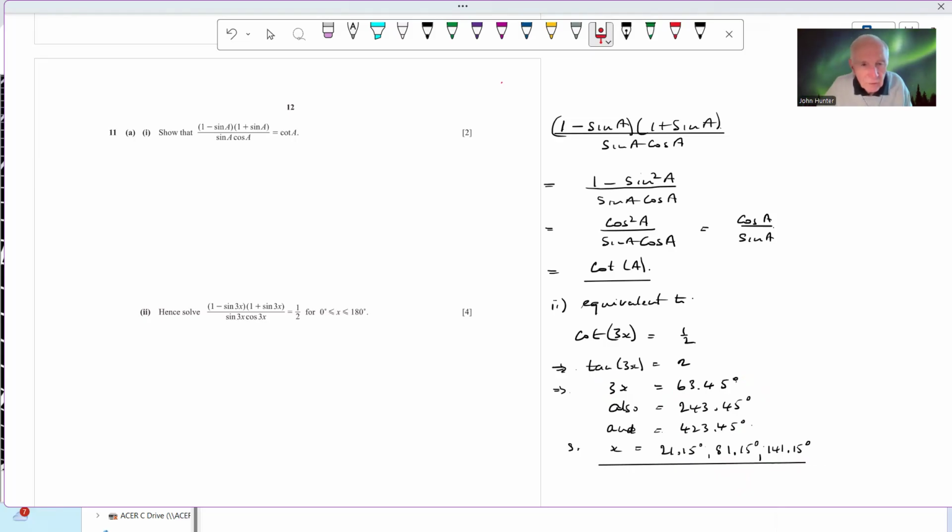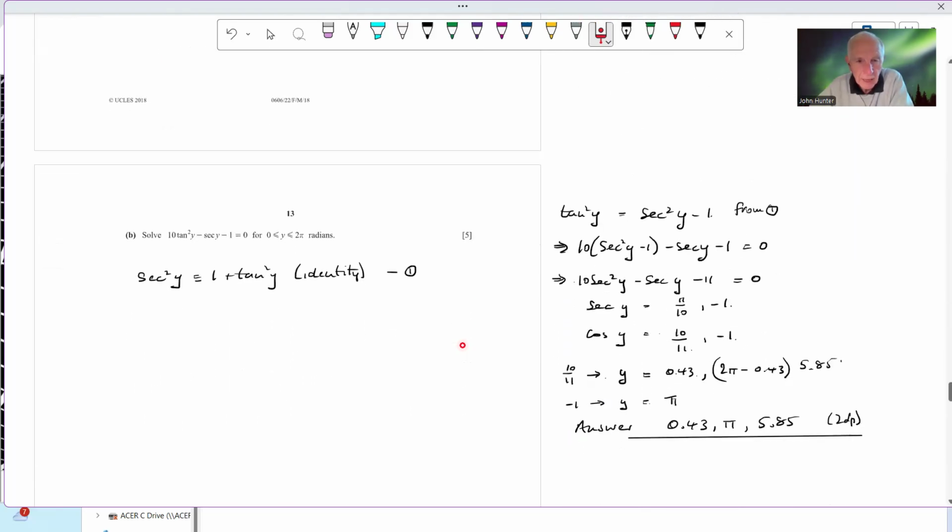So again, if you were to plug x equals 21.15 into this equation, or this left-hand side, it will equal a half, and so on with the others. So it's a solution.